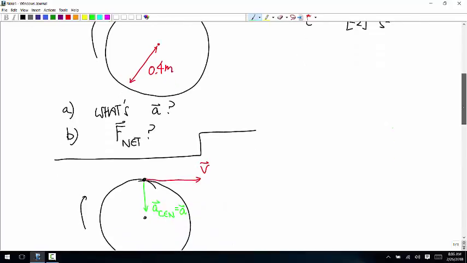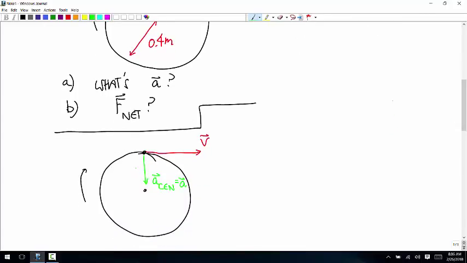All we have to do is figure out the magnitude of this green vector. We know that it's in the negative y direction. The magnitude of the centripetal acceleration is omega squared r. So that's 8 squared times 0.4, which is 25.6.